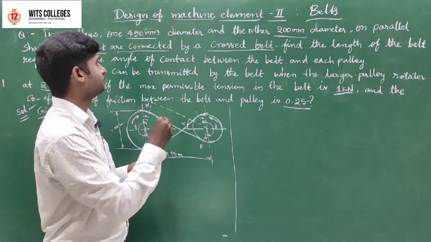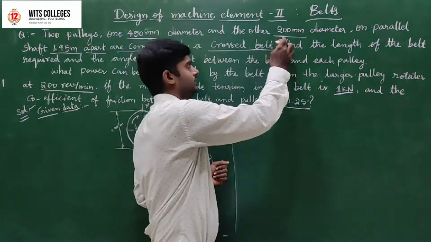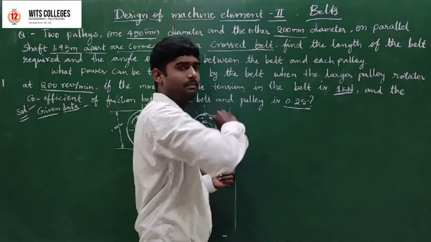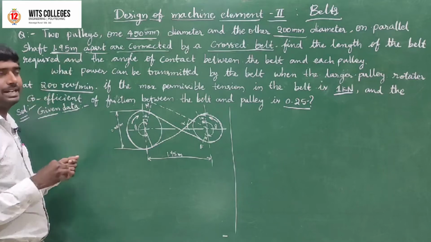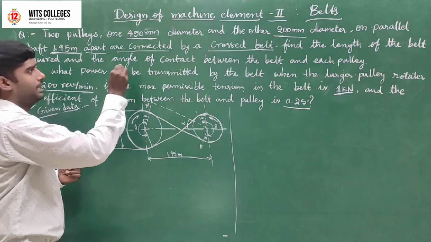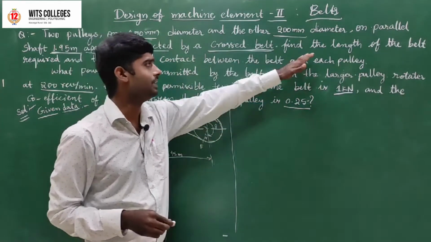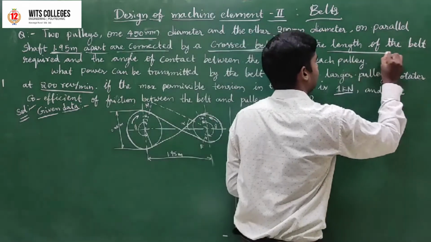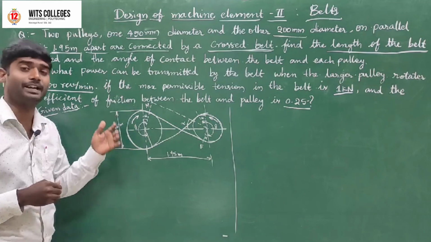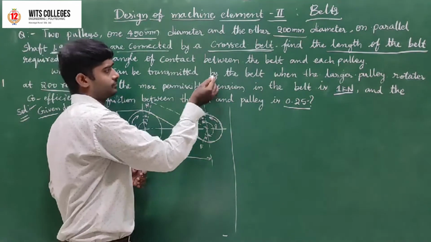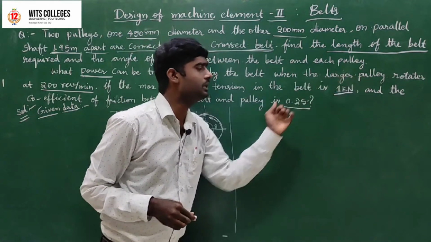0.25. In this question, the driving pulley diameter is 450 mm and the driven pulley diameter is 200 mm, and the parallel shafts are 1.95 meters apart, connected by a cross belt. Find out the length of the belt. Find out what power can be transmitted when the larger pulley rotates.